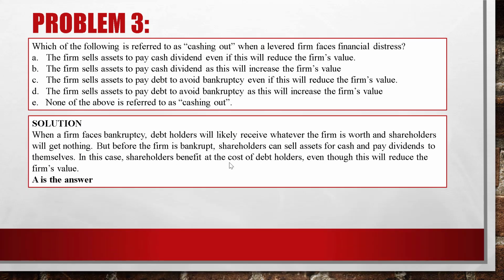So basically when a firm faces bankruptcy, debt holders will likely receive whatever the firm is worth, and the shareholders get nothing. But before the firm is bankrupted, the shareholders can sell assets for cash and pay dividend to themselves first. In this case, the shareholders benefit at the cost of the debt holders, even though this will reduce the firm's value. So A is the answer.